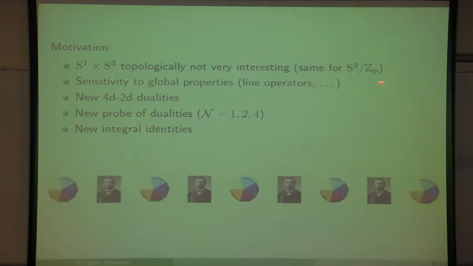So why are we doing this? The original superconformal index, despite having many applications, is topologically not very interesting. On a mathematical level, it's interesting to see how such non-trivial background geometry affects properties of supersymmetric gauge theories. Especially, this new index will be sensitive to global properties of the gauge theory, since the Poincare homology sphere contains non-contractible cycles. One can derive new 4D dualities from that, one can probe known dualities with this new tool, and one can also use it to derive new integral identities in the sense that I described before.